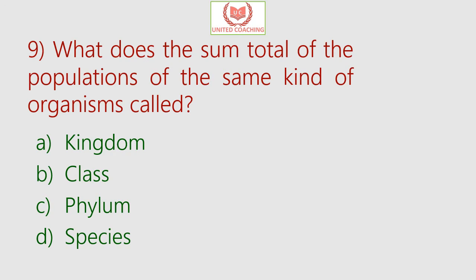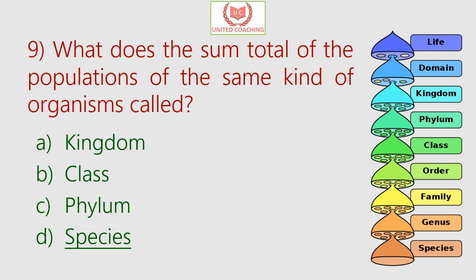Our next question is, what is the sum total of the populations of the same kind of organisms called? Is it called kingdom or class or phylum or species? So the answer is species. The sum total of the population of the same kind of organisms constitutes a species, and a species is defined as a group of organisms similar in structure, function, behavior, and which can interbreed among themselves, and the group of the same species inhabiting a specific geographical area at a particular time forms a population.